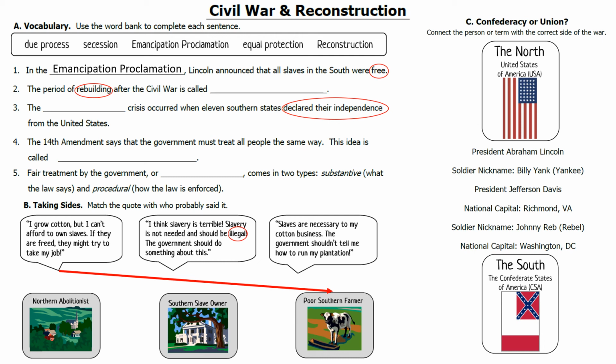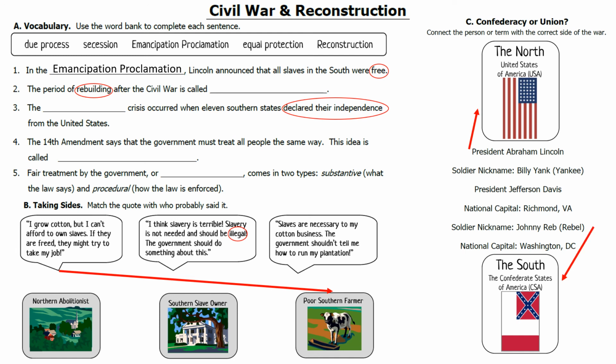So I'll start with the first one, President Abraham Lincoln. Well, that should be really easy. That's going to be the North. A couple other things we're going to try to match are the soldier nickname, Billy Yank, which was a nickname for a Yankee. We have President Jefferson Davis, the national capital of Richmond, Virginia, a soldier nicknamed Johnny Reb or Rebel, and the national capital of Washington, D.C.